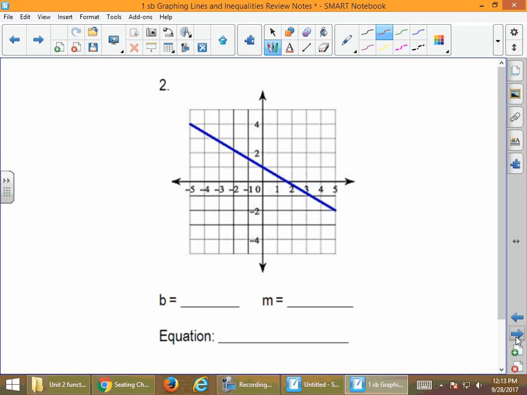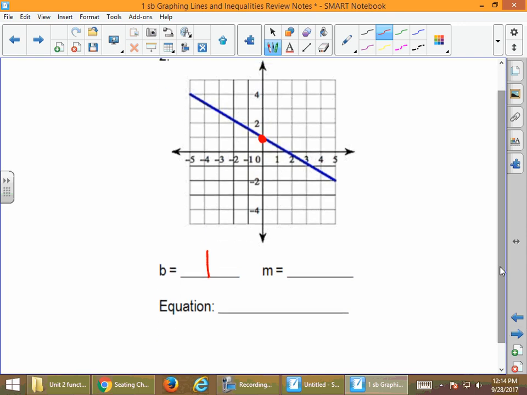Same kind of strategy here. Identify the y-intercept, identify the slope, and then write the equation. Well, the y-intercept on here is where the line crosses the y-axis. And I just filled it in, and it looks like it is 1. And then find a couple more points on the graph to identify what the slope is, slope being abbreviated as m.